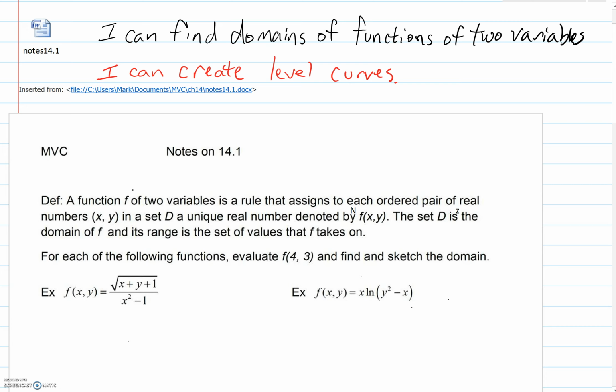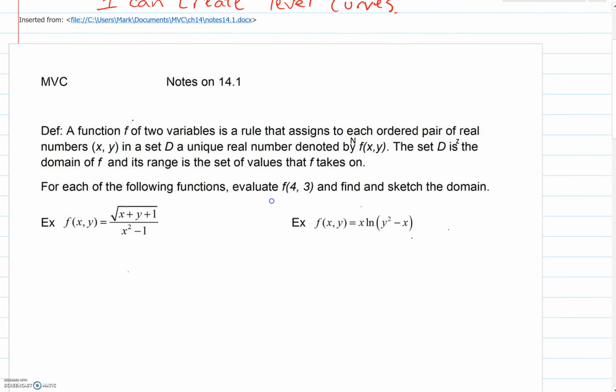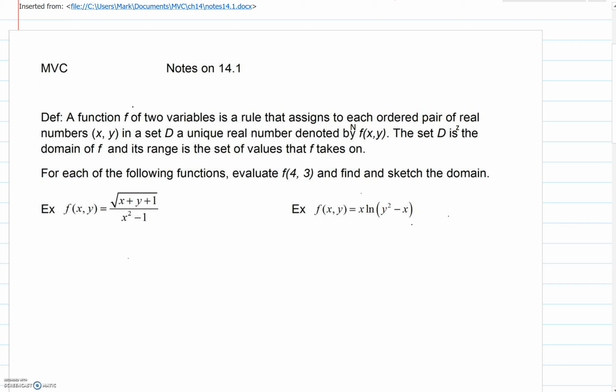And we're also going to create level curves. Later on, we'll even touch on level surfaces. But let's take a look at a definition. A function of two variables. It's a rule that assigns to each ordered pair of real numbers, x, y, in a set D, the domain, a unique real number denoted by f of x, y.